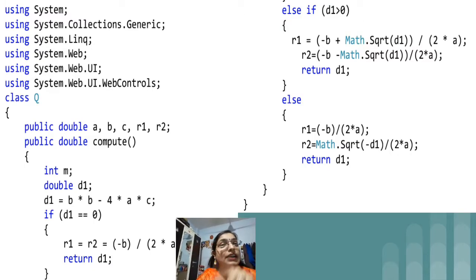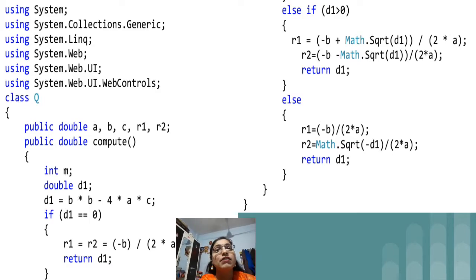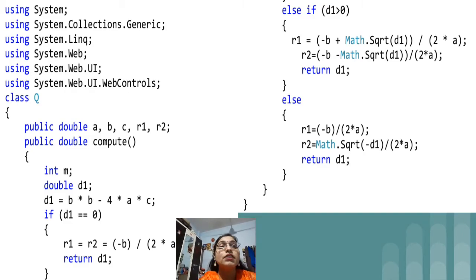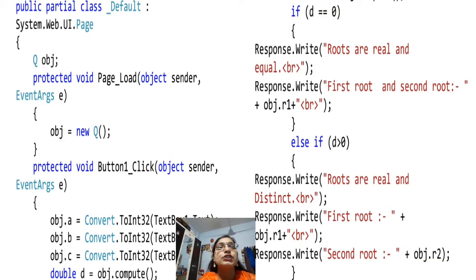If that concept is clear to you all, then it will be very easy, because this class is very important. Now in the default class we are just going to call the functions and display the values depending upon the value of d1. The main logic, the main calculation part, is present in class Q only. So next is the default class, partial class Default. In that, first we have to create the object of class Q.